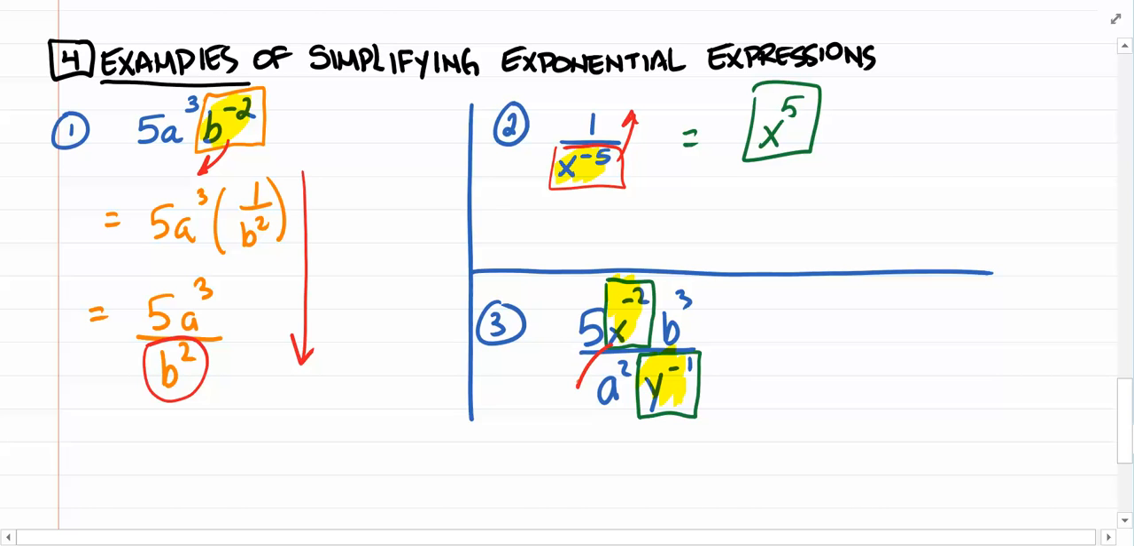So x squared is going to come down, y to the first is going to come up. So when we simplify this, we would get 5 b to the third, y to the positive first, over a squared x squared. So notice, right, that the x squared now is on the bottom with a positive exponent, and the y to the first is on the top of the fraction with a positive exponent. Some students really like that method.